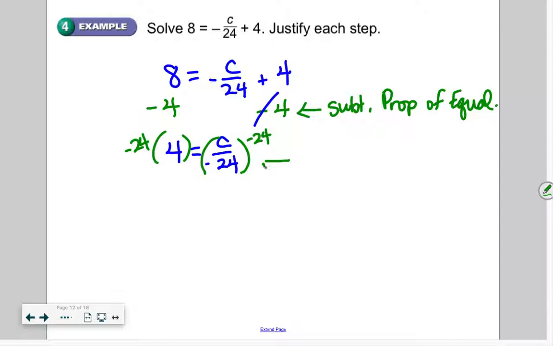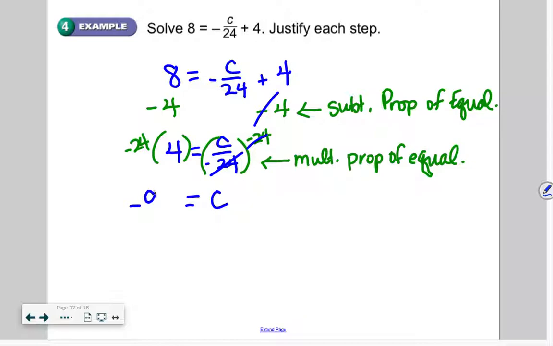So what property are we doing right now? Multiplication property of equality. Correct. So my negative 24s are going to cancel. Negative 24 times 4 would be a negative 96, and we're done.